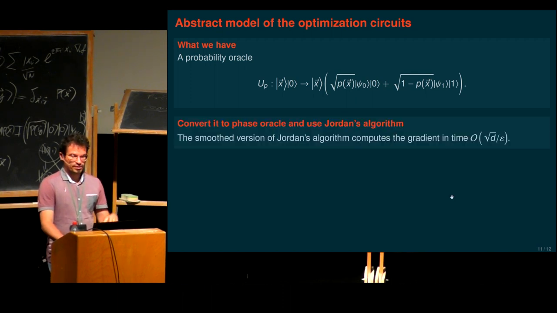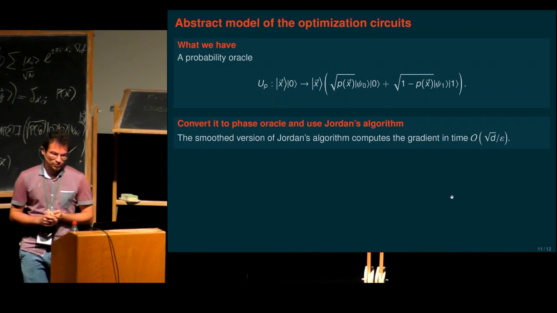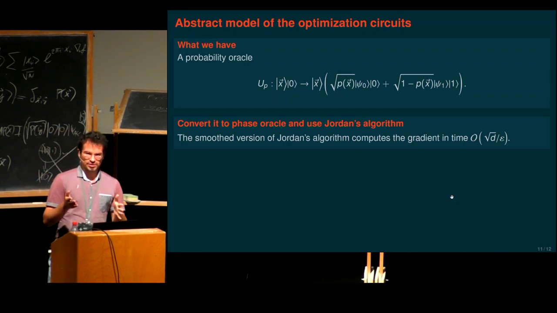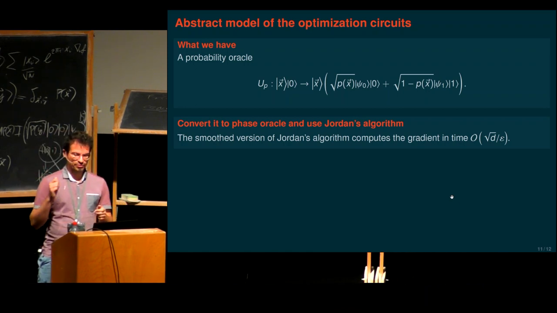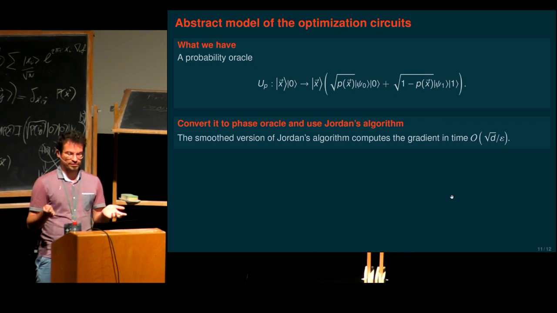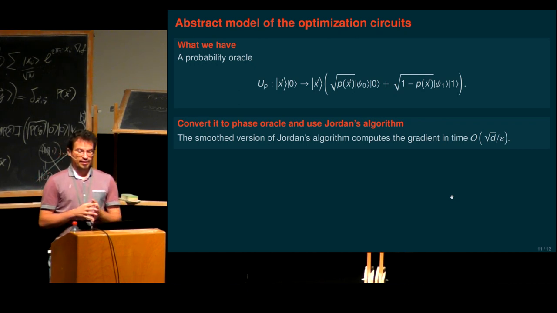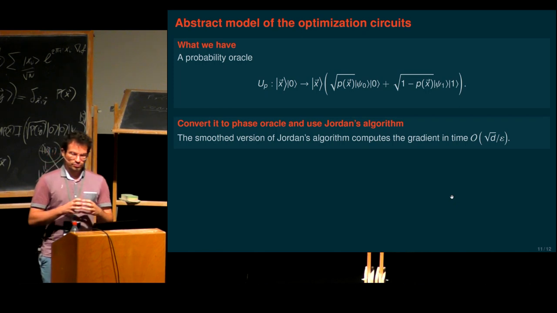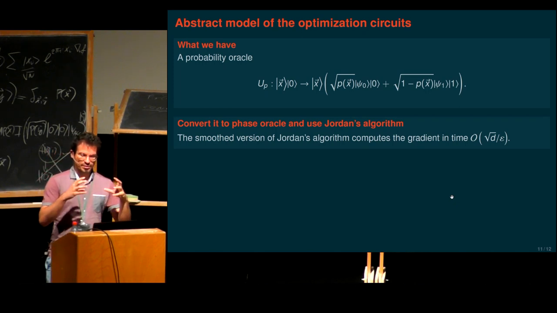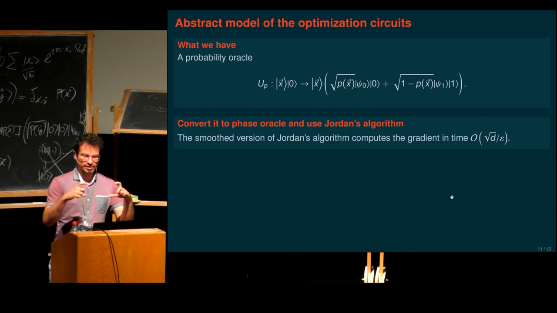And so you just convert your probability oracle to a phase oracle, then smooth it out using these numerical formulas that I told you, and apply Jordan's algorithm. What it gives you is that you can compute the gradient of your variational circuit to epsilon precision per coordinate with square root d over epsilon uses of your circuit. And it turns out that if you just assume that your parameterized circuit is a black box, you don't really understand the structure, and can basically only infer anything from it by measuring this output qubit.